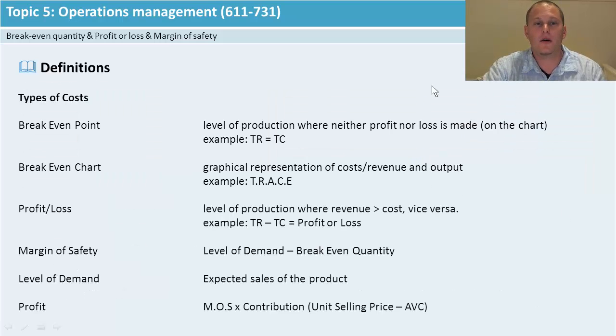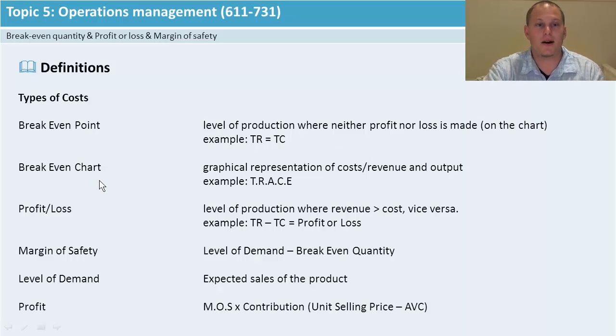Okay. Going over the main definitions: break-even point, or the BEP. This is the point where neither profit nor loss is made. Basically, your total revenue equals your total cost. This is where you want to get to as soon as possible in your production, because once you've met it, every unit after that means a unit of profit, which is very nice.